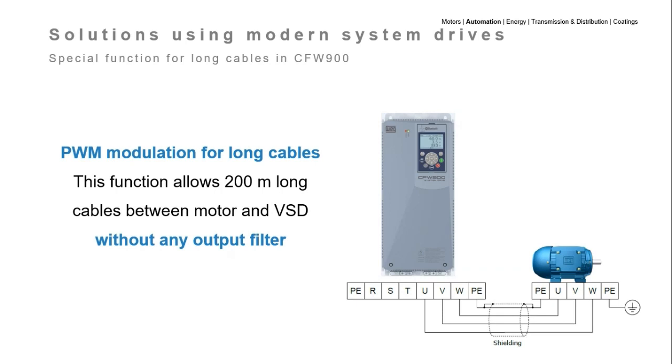You question, how long can the cable be? 200 meters without any output filter. This is valid taking into account the insulation system used in WEG or equivalent motors. Also, the immediate question that comes to your mind is, what about using this function along with output filters? Is there any additional advantage? The answer is yes, there is, but we'll talk about it in a minute.